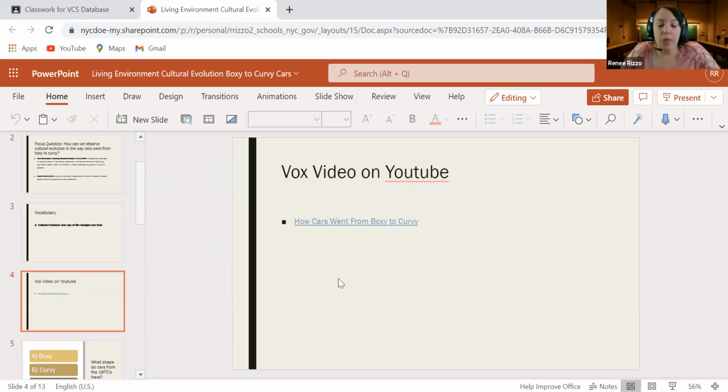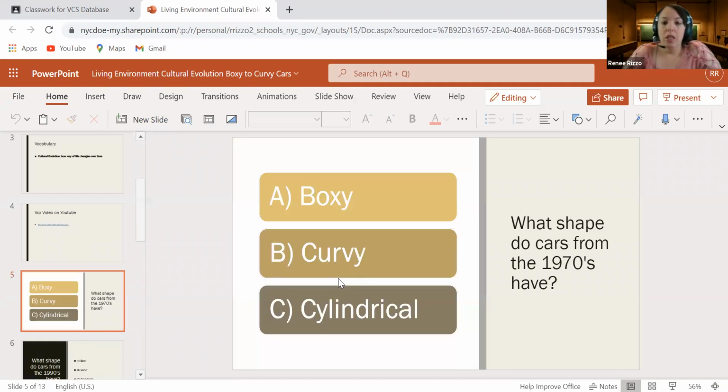So this video was included in the original lesson and it was among 4 or 5 videos that were embedded. I chose to take this video and focus this entire lesson on this video: how cars went from boxy to curvy. So I developed these questions based on the content of this video.